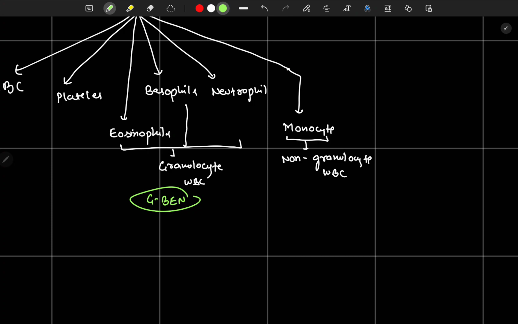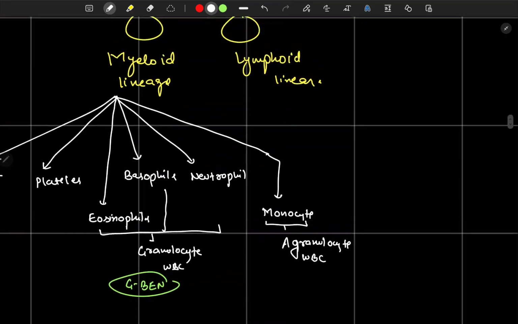Another is the monocyte, which is actually part of the agranulocytes. It is the better term. It is the only agranulocyte that is formed by the myeloid group of cells. So what does the lymphoid group of cells produce? So we have different types of WBCs present in the blood. These are some set of innate immunity components.